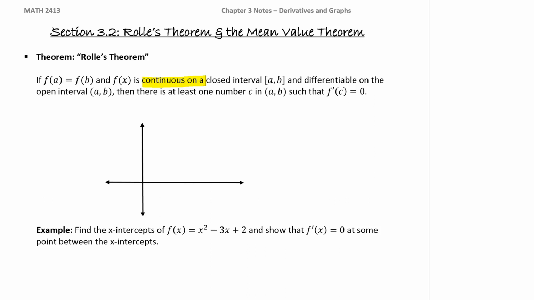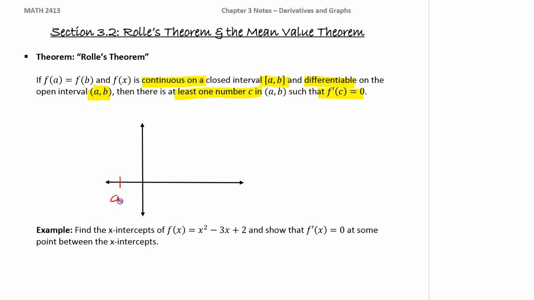So again, key point, it has to be continuous on this closed interval containing a and b, differentiable on this open interval containing a and b, then it is guaranteed to have at least one number such that the derivative is 0. Let's look at why that makes sense.